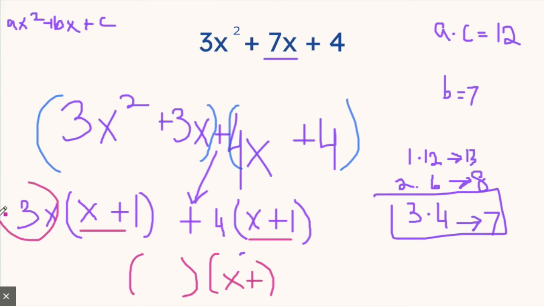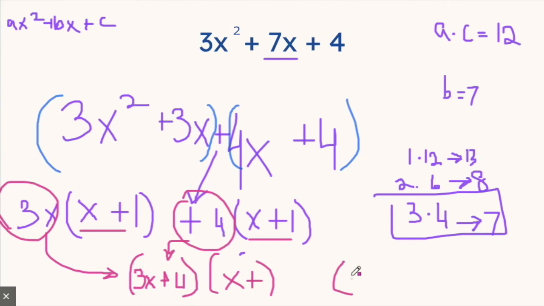In this case, 3x and plus 4, the coefficients of the parentheses. So carry the 3x inside this parentheses from there, and carry plus 4 inside from this one. And that's your answer. In parentheses, there's 3x plus 4. And in the other, we have x plus 1. Got the 1 here. And that's our answer.